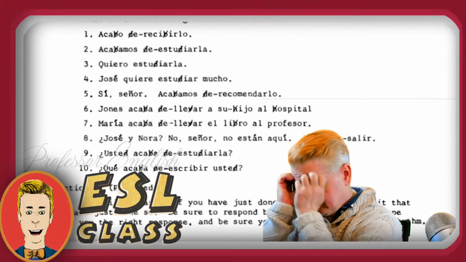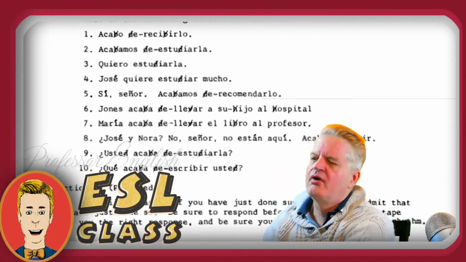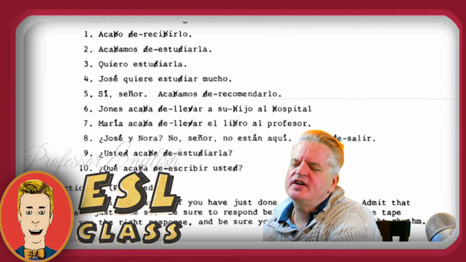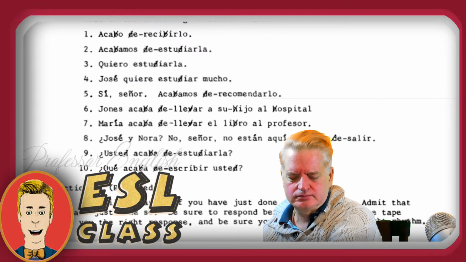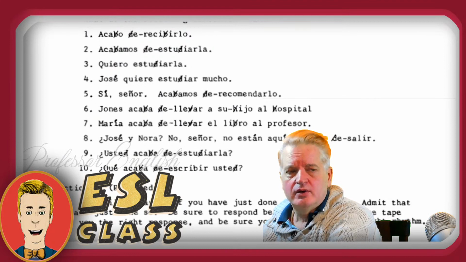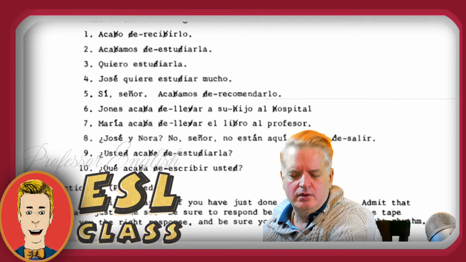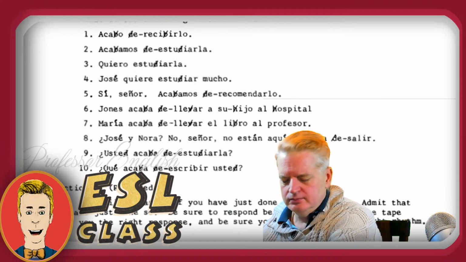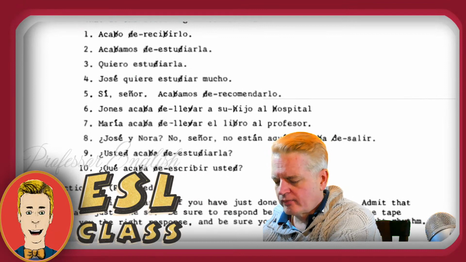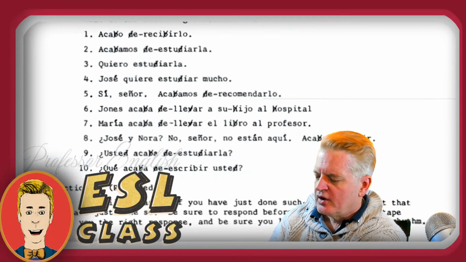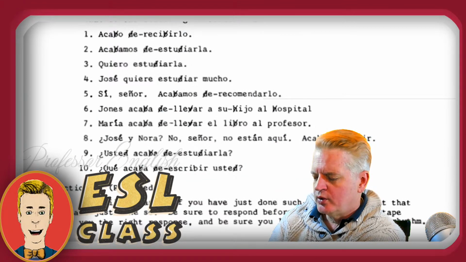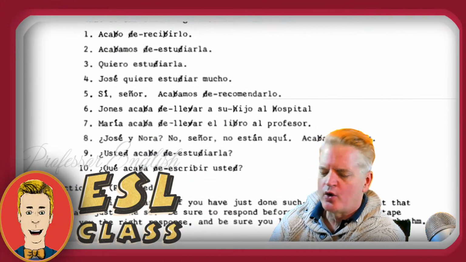Number 3. ¿Usted acaba de escribir el ejercicio? Sí, acabo de escribir el ejercicio. Number 4. ¿Usted acaba de venderlo? Sí, acabo de venderlo. Number 5. ¿Usted acaba de prepararlo? Sí, acabo de prepararlo.